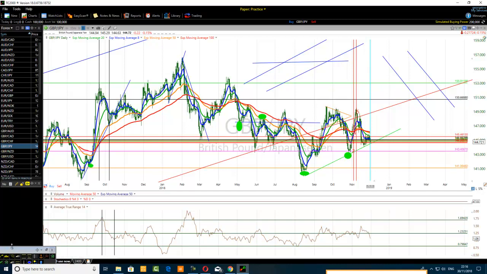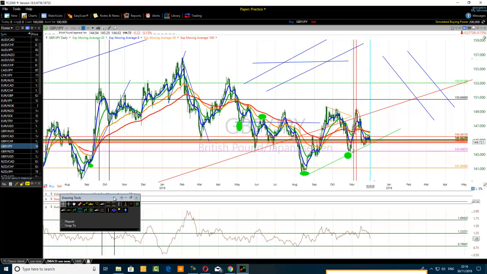So the calculation, generally speaking, when we are talking about average true range, we do the high minus the low. Okay, but sometimes we can also use the high minus the previous close.